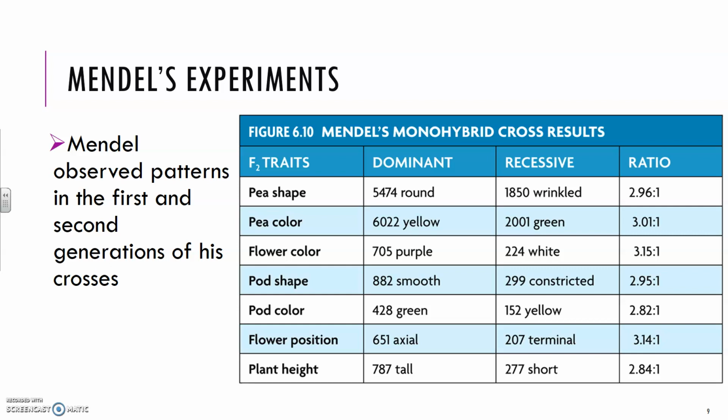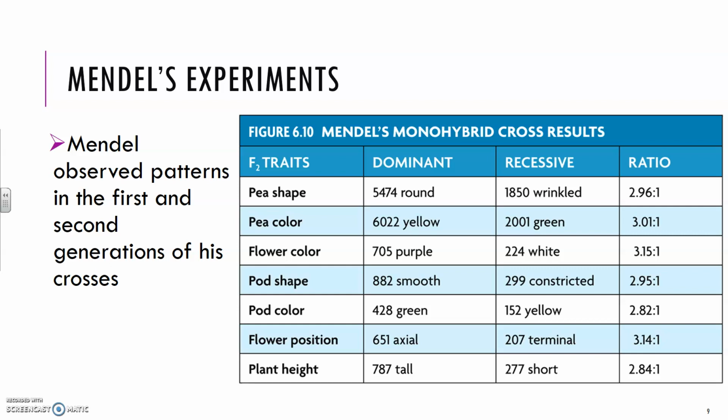Now, what's really important when you look at this table is to look over here at the ratio. What you can see is that all of these ratios are almost exactly 3 to 1. There is, of course, some discrepancy, but it works out to roughly 3 to 1 for every single one of these traits. Now that's really significant, especially as you see it time and time again, with all 7 of these traits. It's all 3 to 1.